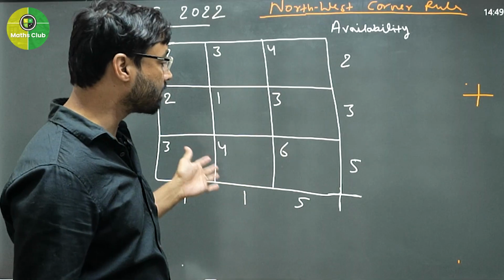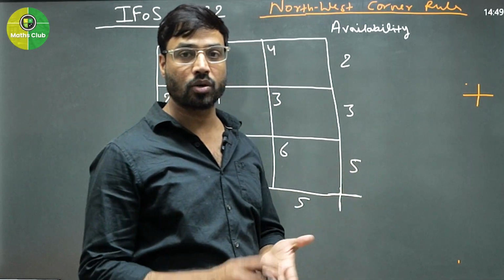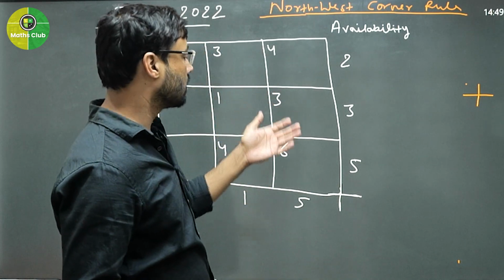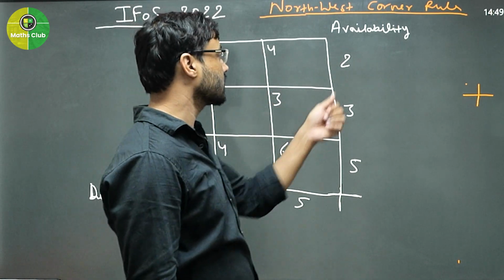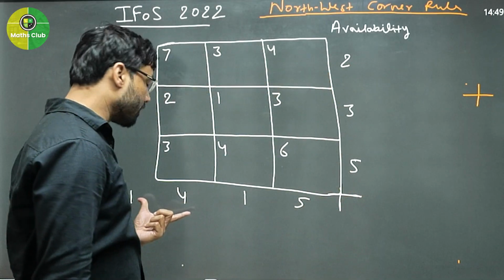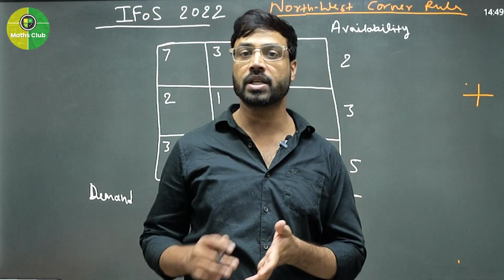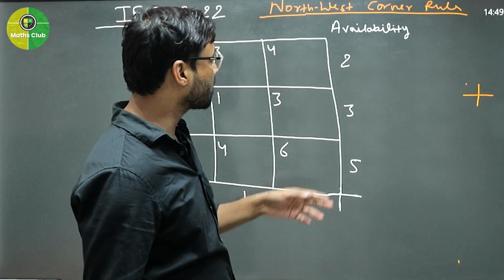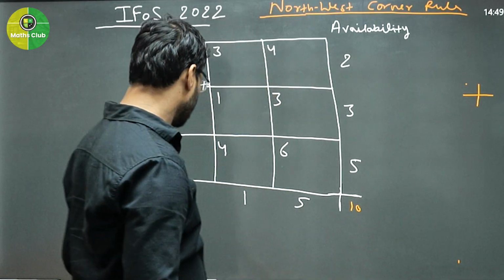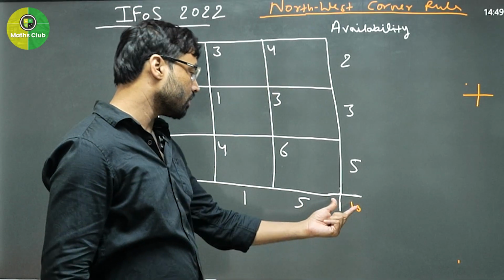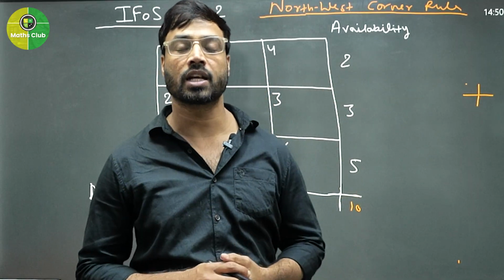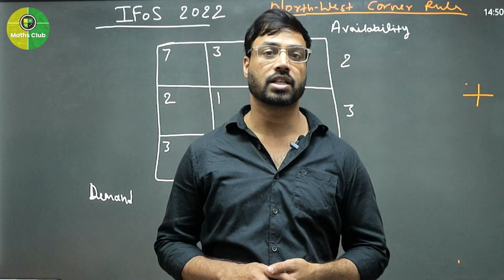First check whether the TP is balanced or not. If the TP is not balanced, we first have to balance it. To check, compare the availability and the demand. Both must be equal, and then it is called a balanced transportation problem. Here 2, 3, 5, 5 gives 10, and here 4, 1, 5 is also 10. So demand equals availability, which means the given transportation problem is balanced.